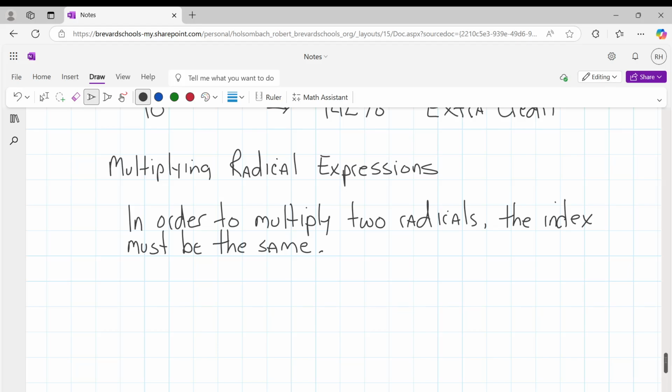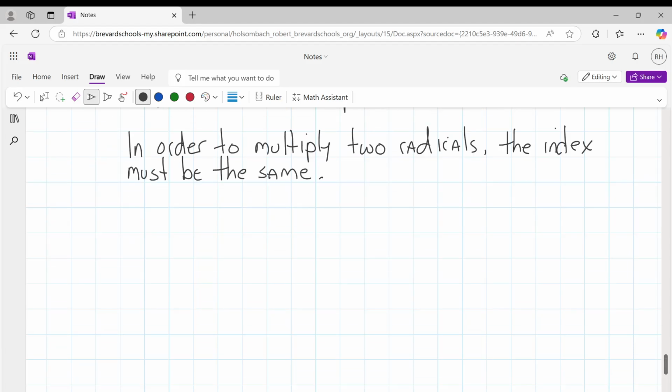So if we were going to multiply the square root of 2 times the square root of 3, again, the index here is 2. It's not written, it's implied. So the index is the same. So what we get is the square root of 6. Now the square root of 6 doesn't have any perfect square factors, so it's in simplest form.